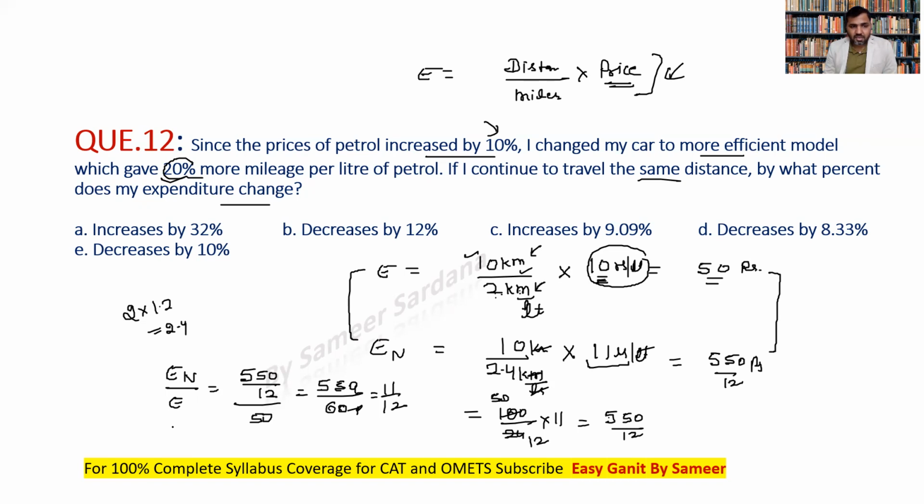So guys, tell me, if I'm saying my new expenses are 11 by 12 of my old expense, are these prices getting decreased or increased? An 11 by 12 multiplying factor means my expenses are getting decreased by 1 by 12. That means these are getting decreased by 8.33%. So there's a decrement of 8.33%. D would be the correct answer to the question. So guys, these are the questions of percentages that you must do for your SNAP exam preparation.